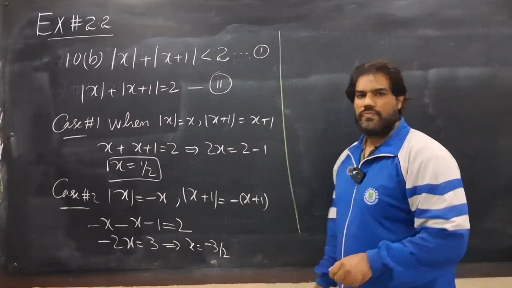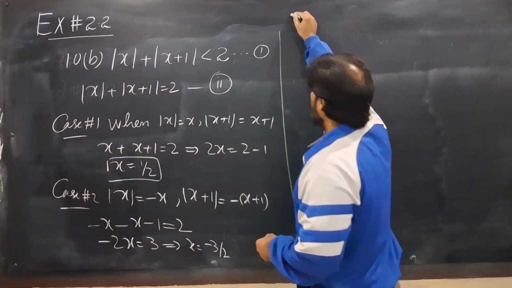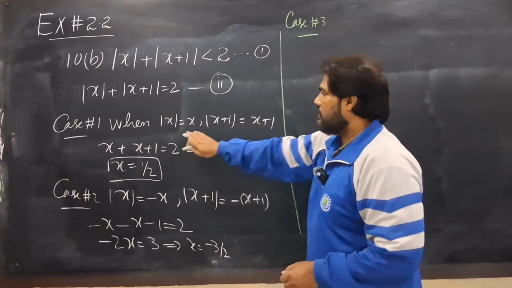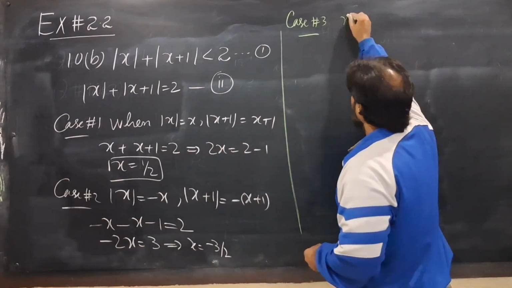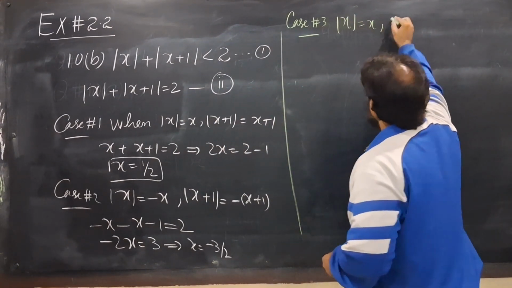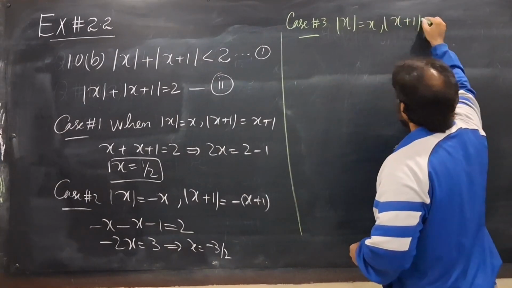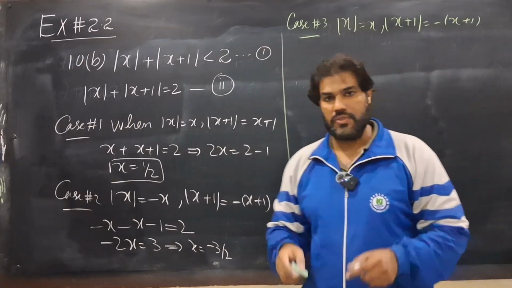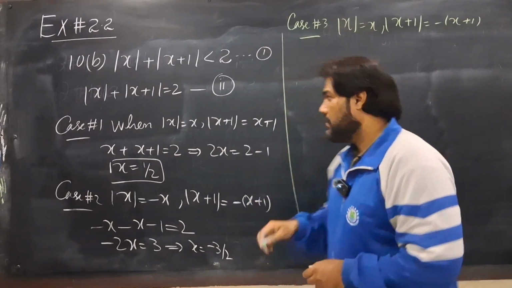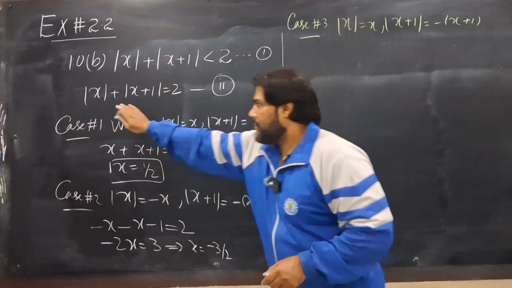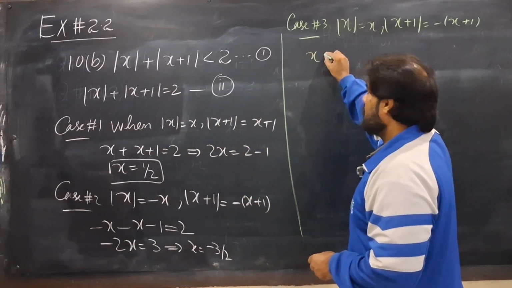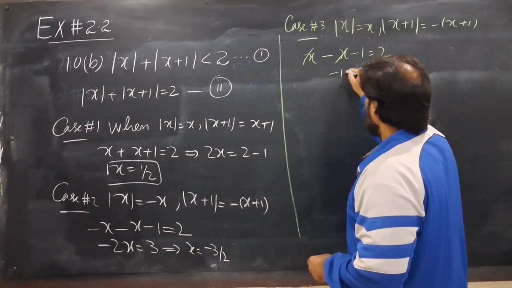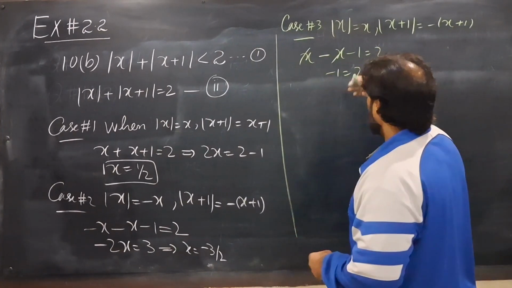Clearly, case number 3 and case number 4 are not valid. Otherwise, you can check here. Case number 3: when one of them is positive and the other is negative, when absolute x is positive and x plus 1 is negative. In these two cases, x will be cancelled. So when we put absolute x equal to x here, this becomes x minus x minus 1 equal to 2, that is minus 1 equal to 2. This is not possible, so we leave this case.